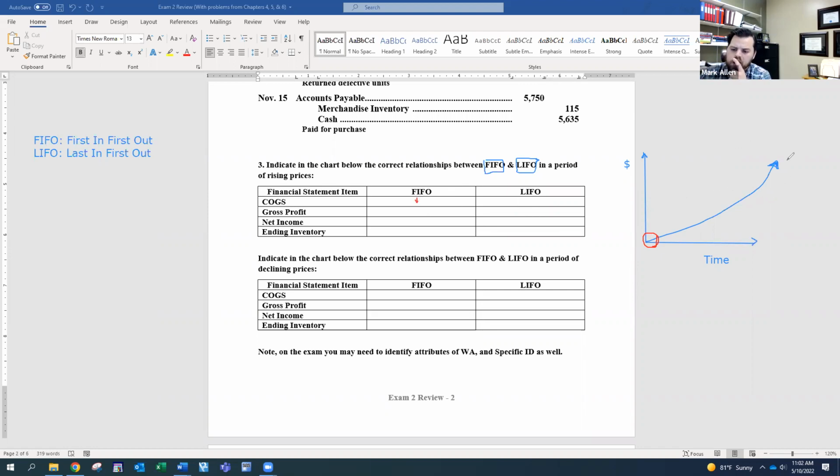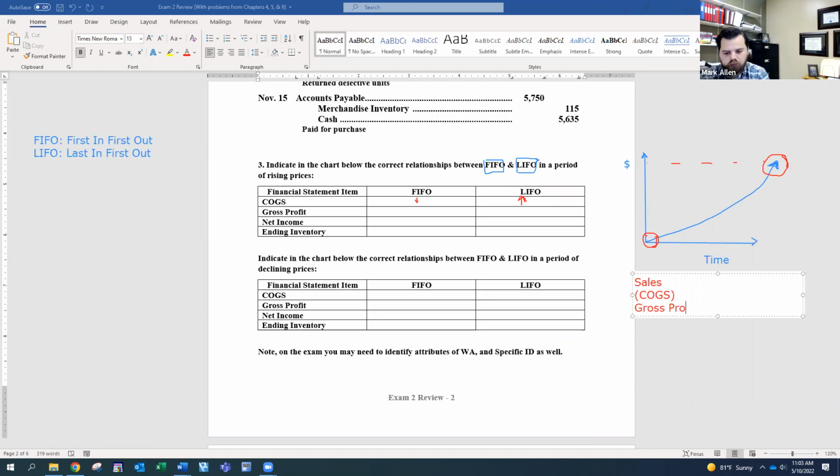Conversely, with LIFO, I would be selling these units first, last in, first out. And you'll notice that has a much higher cost associated with it than these units here. So this has a higher cost of goods sold. Now, for gross profit, we think, well, gross profit is sales minus cost of goods sold.